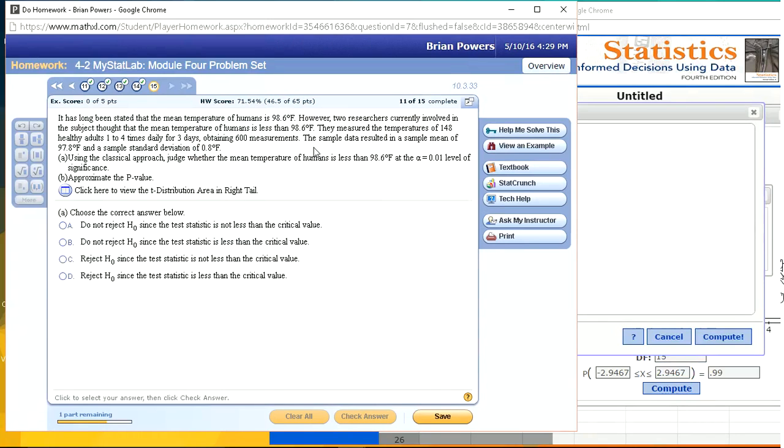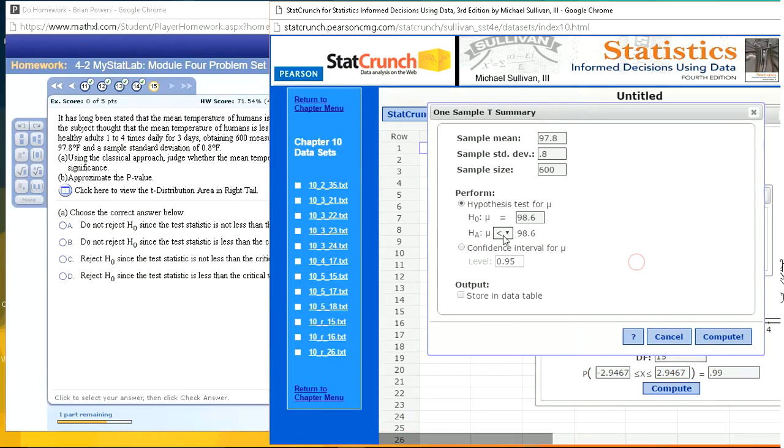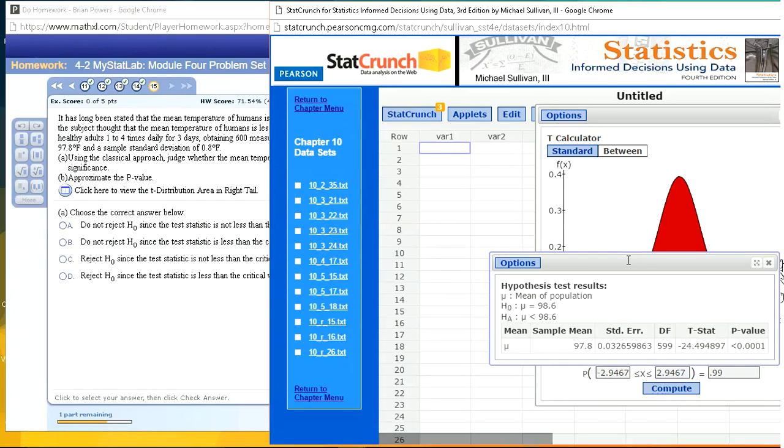And what are they trying to check? They thought that the mean is less. So that's their hunch. Then we're doing a lower tail test. That's all we have to type in, hit compute, and we're going to get our test statistic.